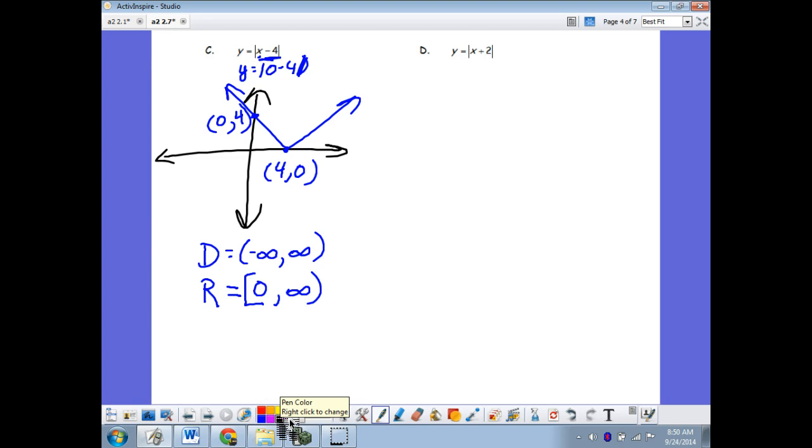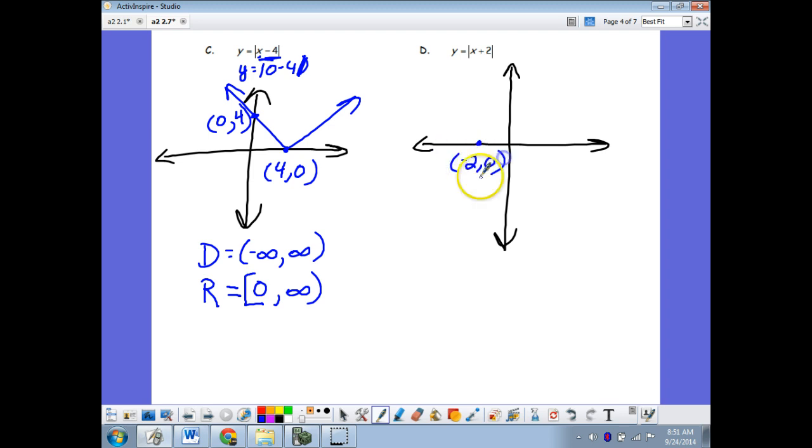And the last example, since we are adding 2 inside with the x, then we move it opposite of what we would think. It actually moves 2 units to the left, and the vertex becomes a point negative 2, 0. And then we draw the V shape so that it opens up, and we've got the x-intercepts taken care of, vertex taken care of.